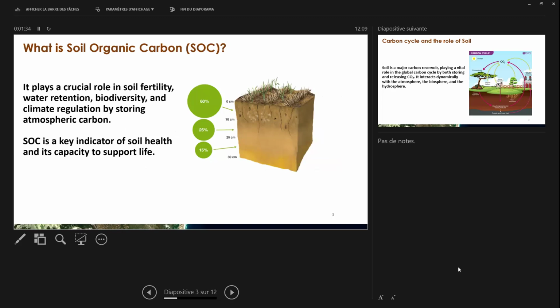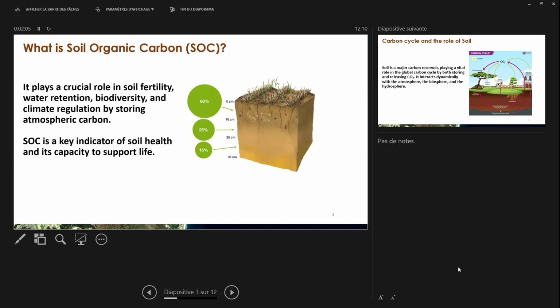This sub-indicator is really important in terms of soil fertility, water retention, biodiversity, and climate regulation by storing atmospheric carbon. It is also a key indicator of soil health and gives us more information about the soil's capacity to support life.